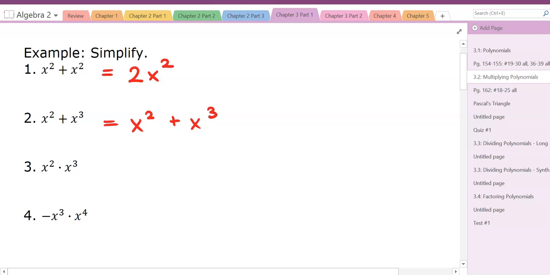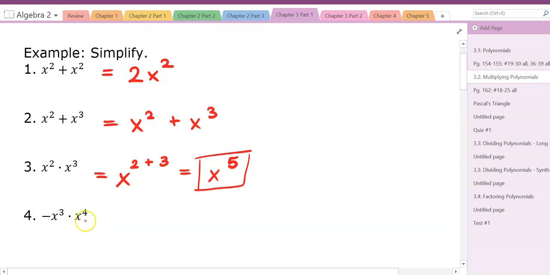Now, multiplying changes things a little bit. When we talked about properties of exponents way at the beginning of the year, when you're multiplying letters with exponents, you have to add the exponents together. So for this one, you're taking x squared times x to the third. They have to have the same base, which is the x, so x stays the same. We add the exponents together, so 2 plus 3, and I get x to the 5th power. A little bit different than when I was adding them.